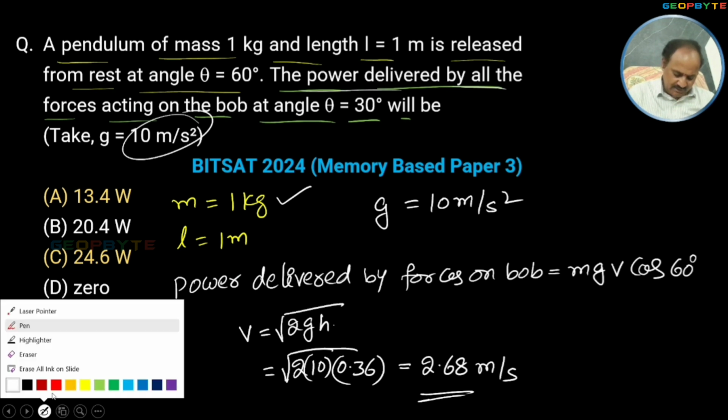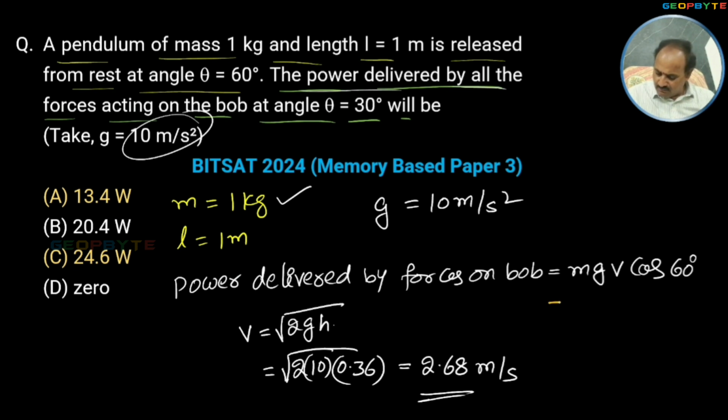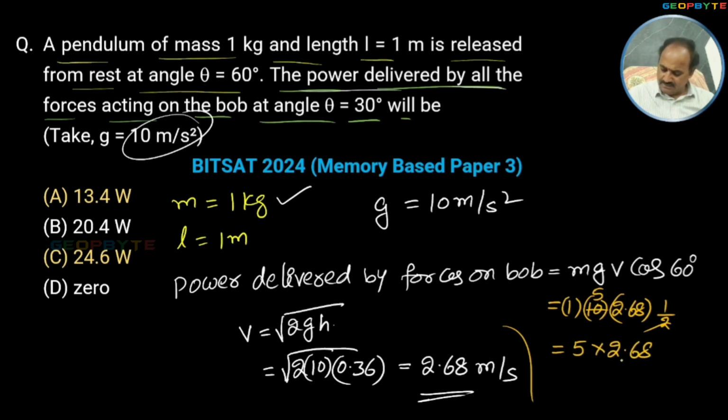Then you substitute all values for getting the power. m equals 1, g equals 10, v equals 2.68, times cos 60, which is 1 by 2. Simplifying, it is 5 times 2.68, which is less than 15. Looking at the options, less than 15 is 13.4. So the power in watts is 13.4. That is the answer. So v equals 2.68 approximately.